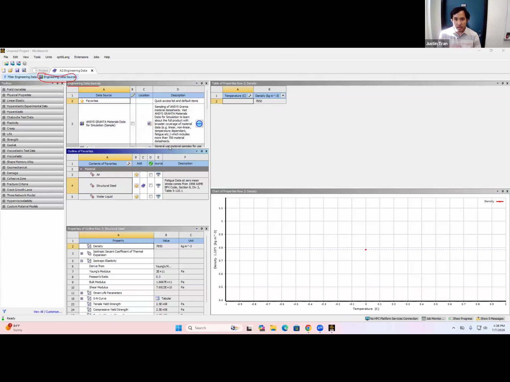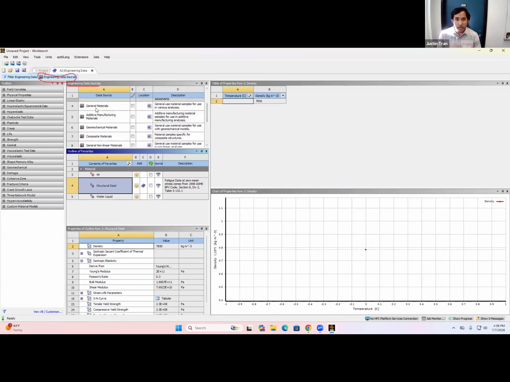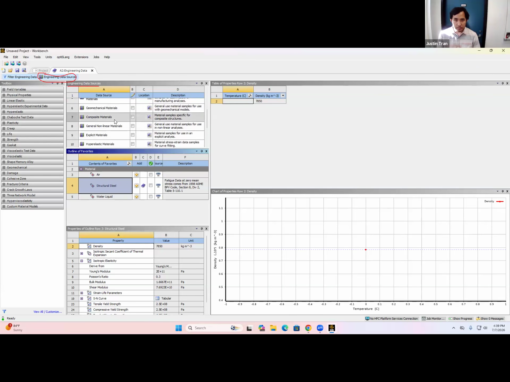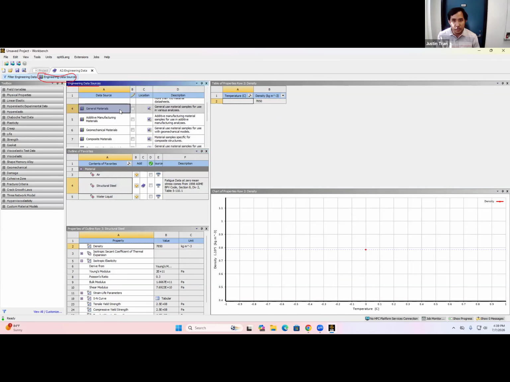What you should see in this menu are the different types of material libraries that ANSYS has. There's ANSYS Granta, which is their big library of materials. Big scroll here. We have general materials, additive manufacturing materials, geomechanical materials, composite materials, nonlinear materials, magnetic materials. So there's a lot of options here. We're going to go under general materials first, just because aluminum is as general a material as you can get.